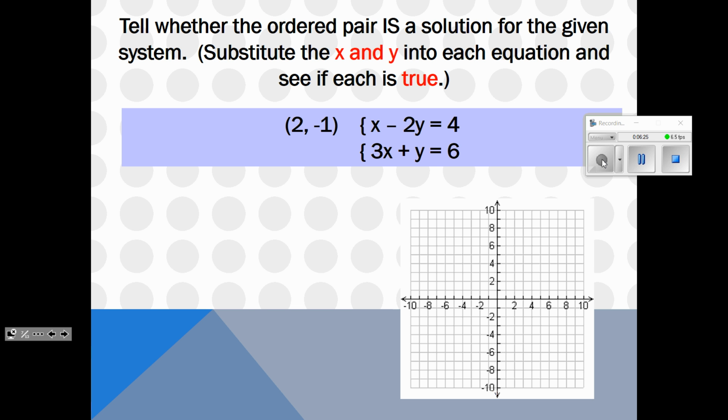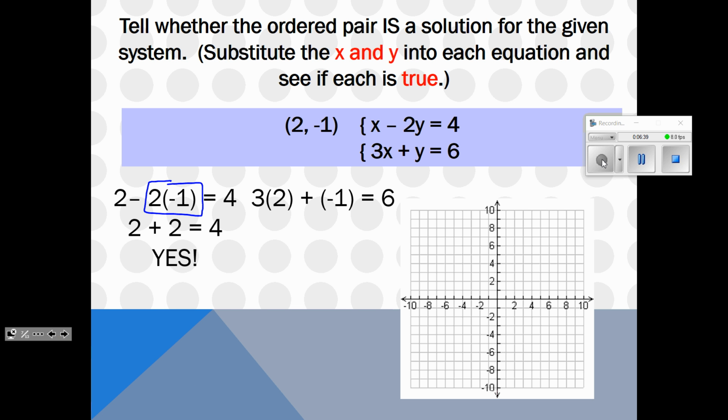One more example like that. We plug in the numbers. 2 minus 2 times -1 equals 4. Order of operations, we do our multiplication first. That would be 2 plus 2 equals 4. That checks. We plug them into the second equation.